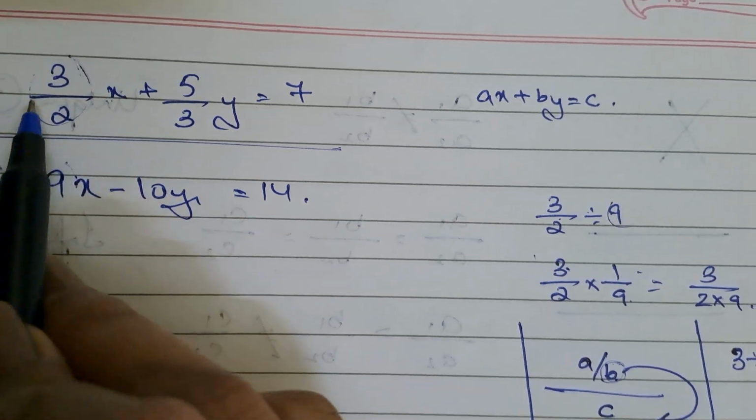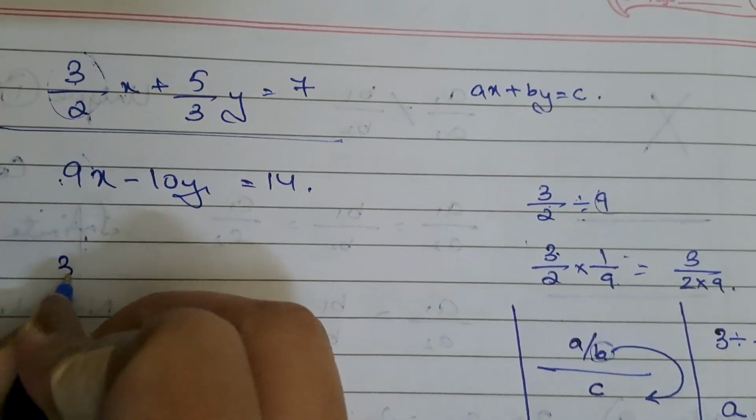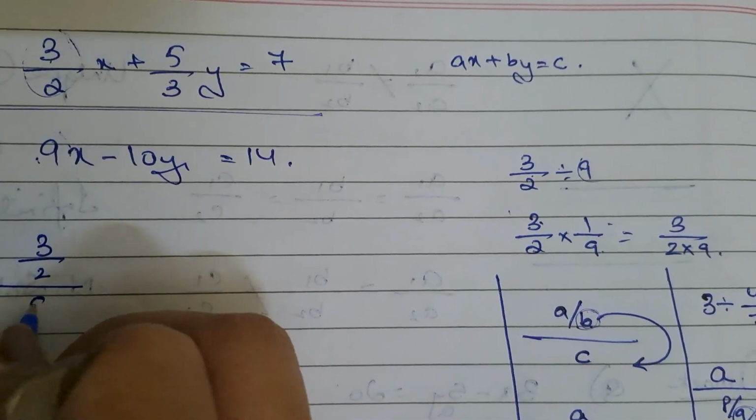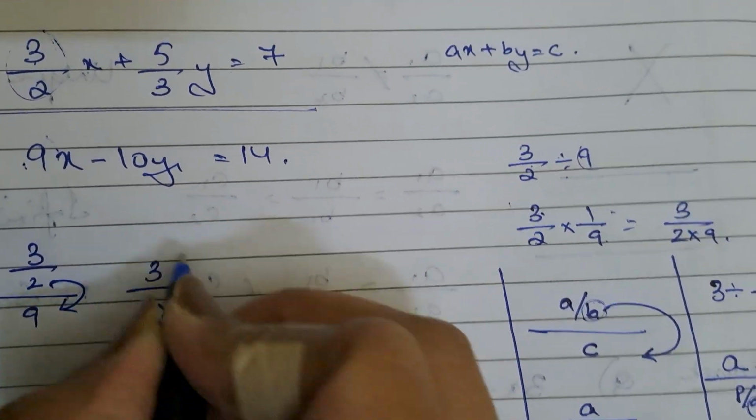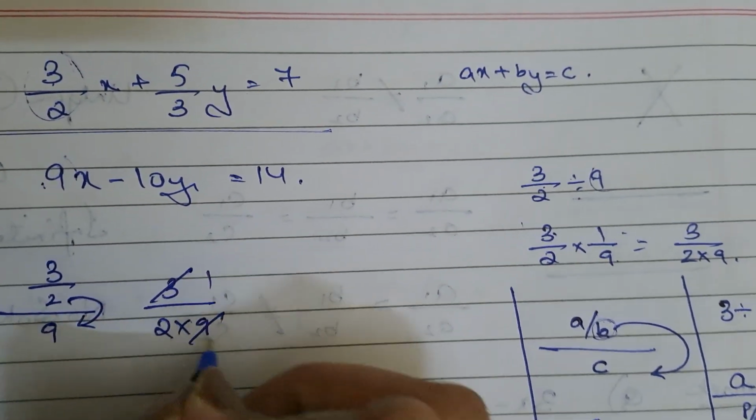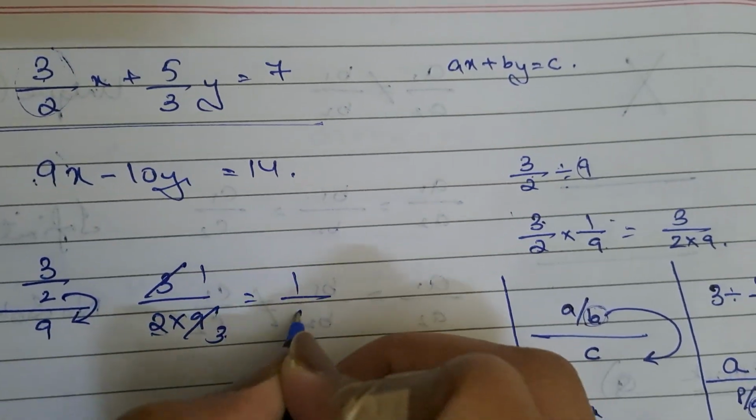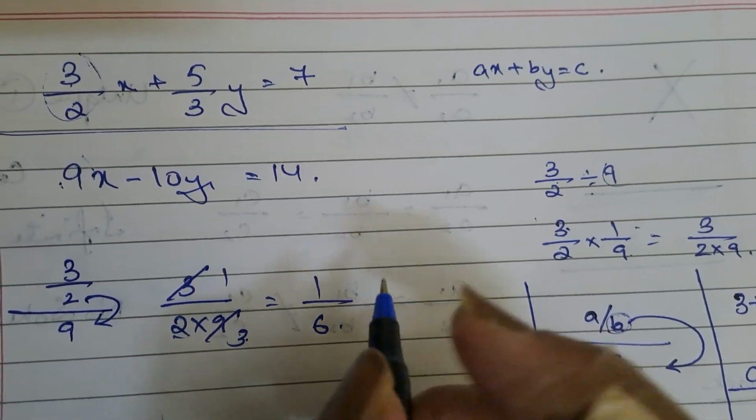Now here I have a fraction and a number. So 3 by 2 is the baby fraction divided by the big number. This goes down, so I know 3 upon 2 times 9. That's for a1 by a2. Then 3 ones are 3, 3 threes are 9, and 2 times 9 is 18, so 1 by 6 is the answer for a1 by a2.